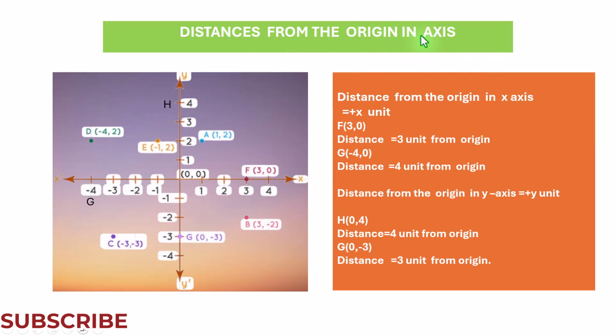Distance from the origin in axis. Origin is (0, 0). Distance is always positive. Distance from the origin in x-axis is x units. In x-axis, y value is equal to 0. (3, 0) means distance 3 units from the origin. (minus 4, 0) means distance 4 units from the origin. Distance from the origin in y-axis is y units. In y-axis, x value is 0. So (0, 4) means 4 units from origin. (0, minus 3) is 3 units from the origin. Distance is always positive.